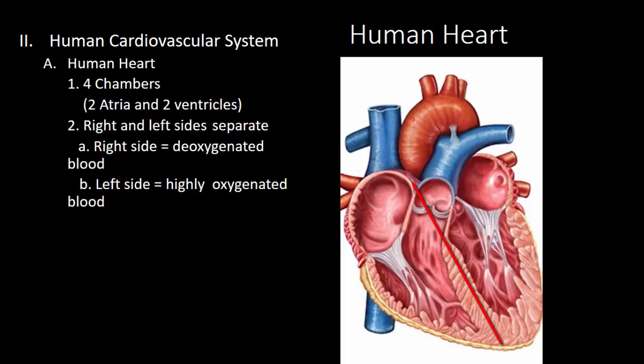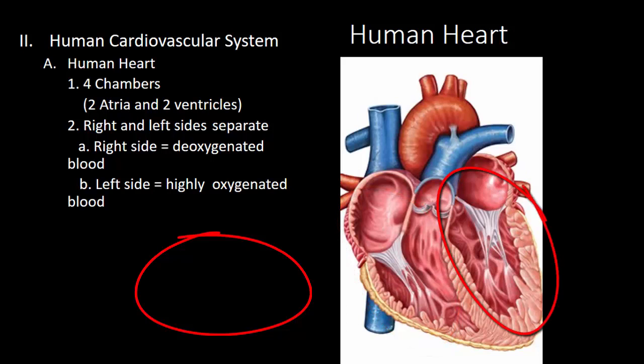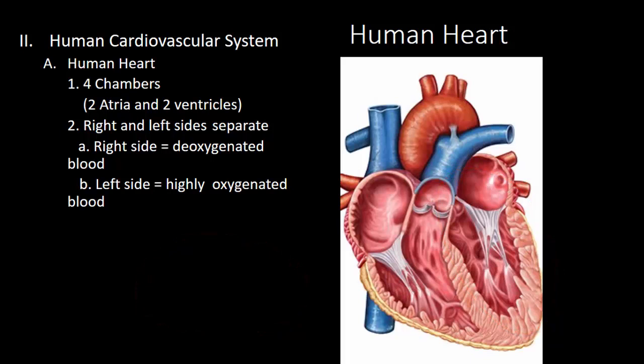This is because the right side of the heart contains deoxygenated blood from the human body, whereas the left side of the heart contains highly oxygenated blood from the lungs. As you can imagine, mixing of deoxygenated blood and oxygenated blood would not lead to a highly efficient oxygen exchange system in our bodies.